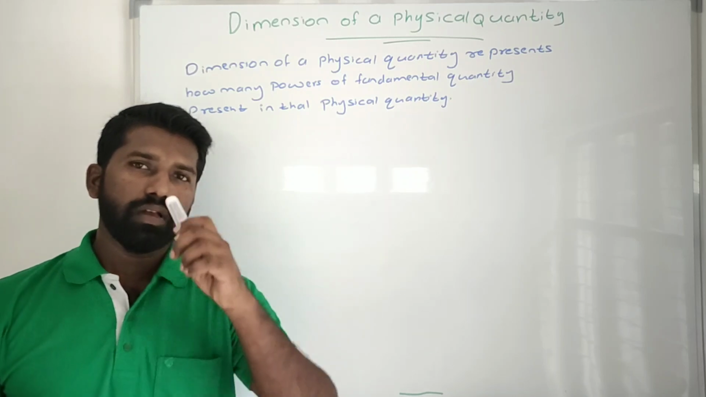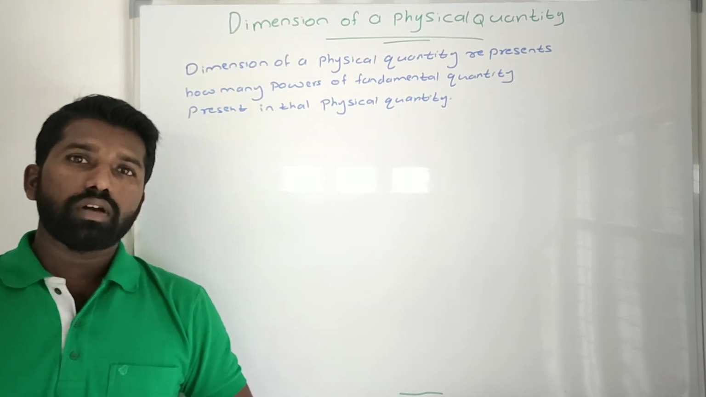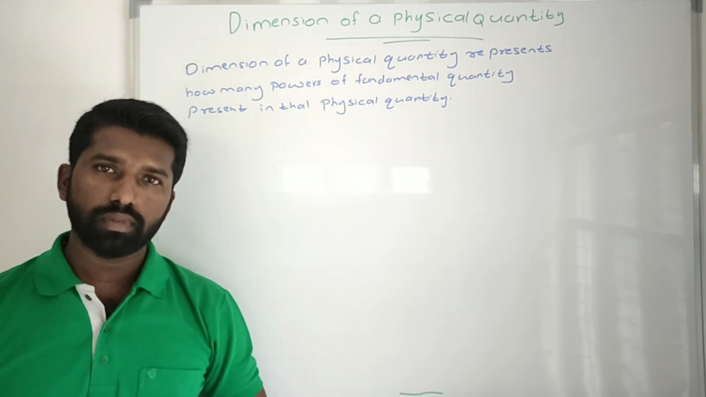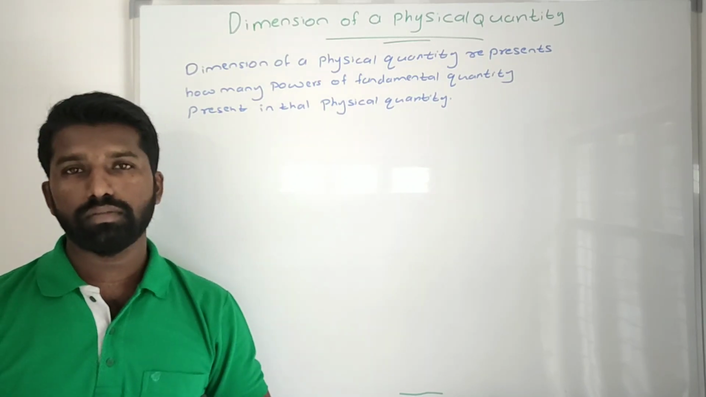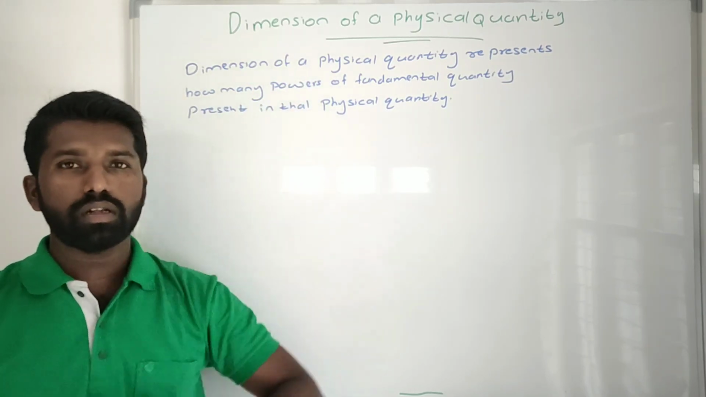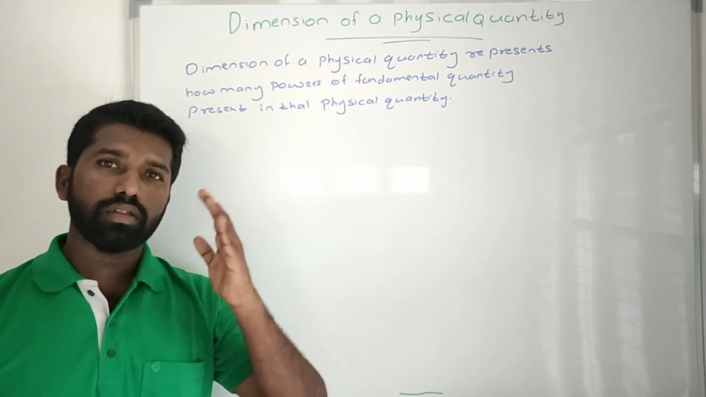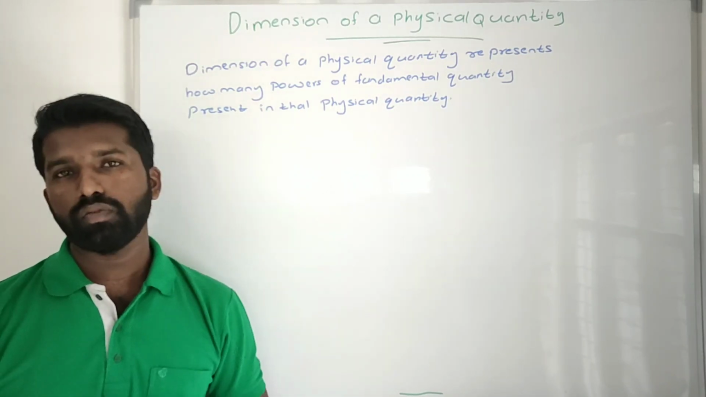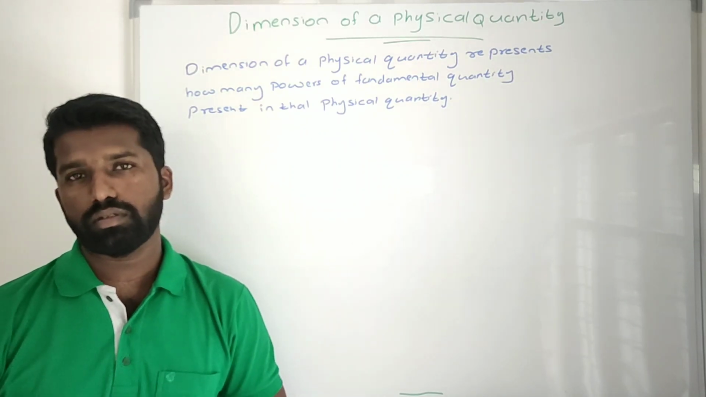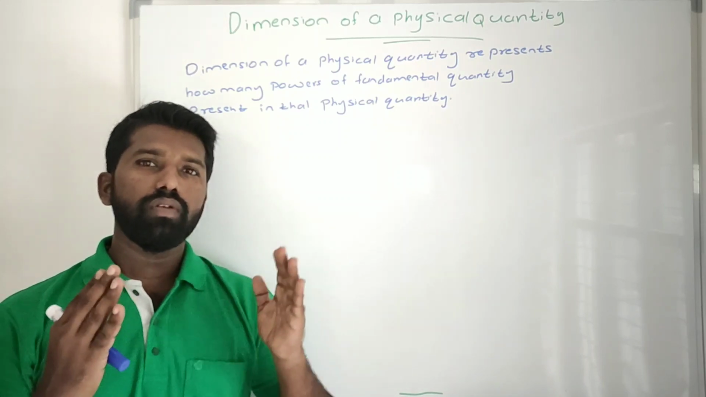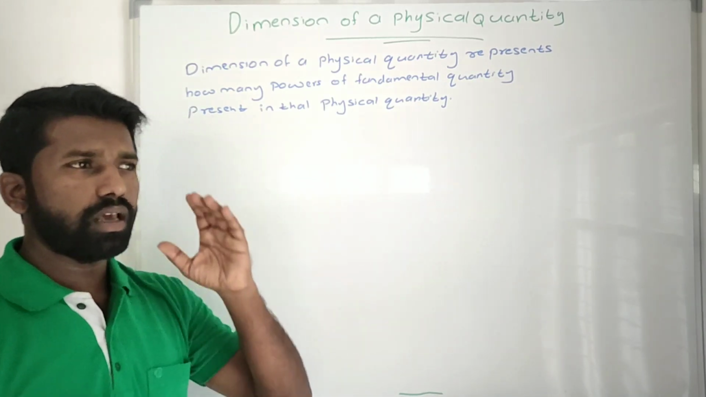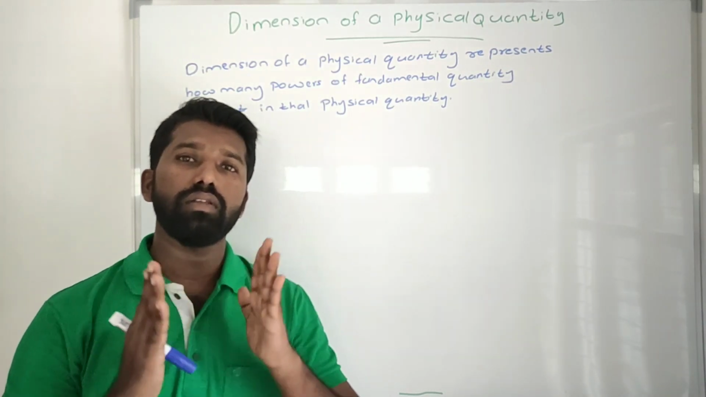Then, if we need to convert one system of unit to another system of unit, we can use dimension. If we want to check whether an equation is correct or not, we can use dimension analysis. And if we want to derive a formula, we can use dimension analysis. So dimension analysis is important. Now we will see how to write the dimension of a physical quantity. The dimension of a physical quantity is denoted in square brackets.